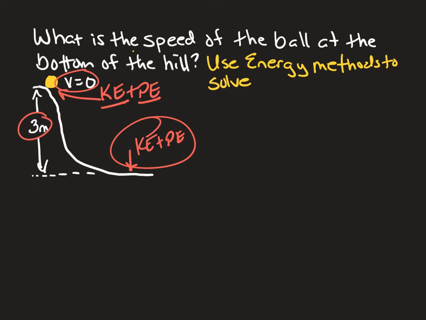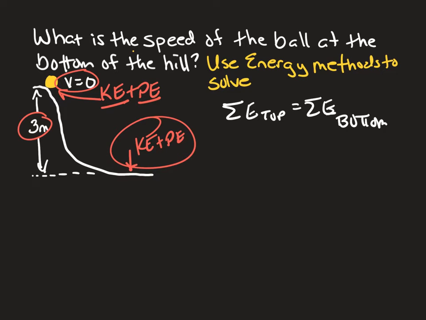Okay, so let's set this up. Let's switch colors. So I'm going to use conservation of energy. So I'm going to say sum of the energy, and it'll be descriptive, top equals sum of the energy. Looks like a G, but it's supposed to be an E. At the bottom.